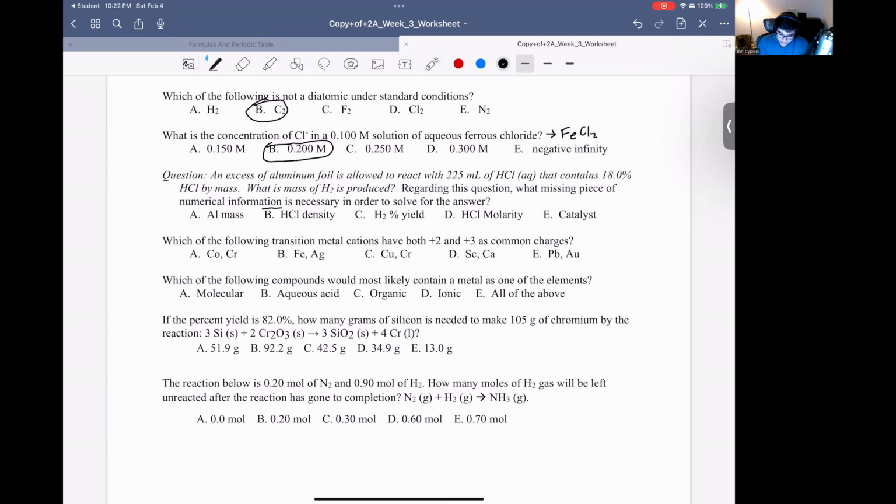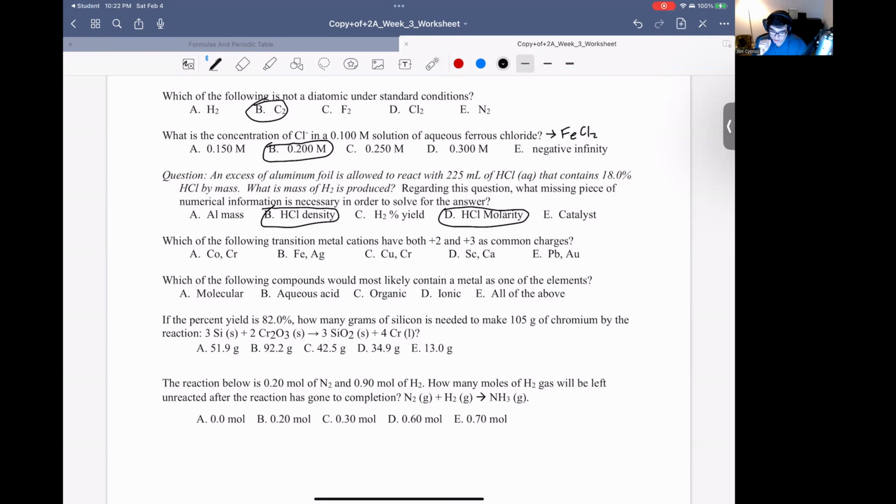could be 2 things here, right? The density and the molarity, right? Because again, if you have the density, you could go ahead and solve for the mass, take 18%, you have your HCl, convert that into moles, or you could use the molarity and then go ahead and solve it that way. So actually two answers here for this question.